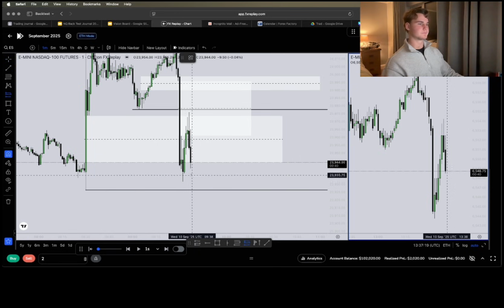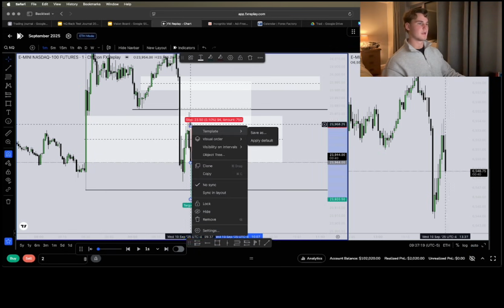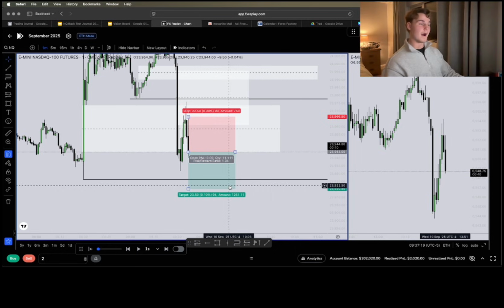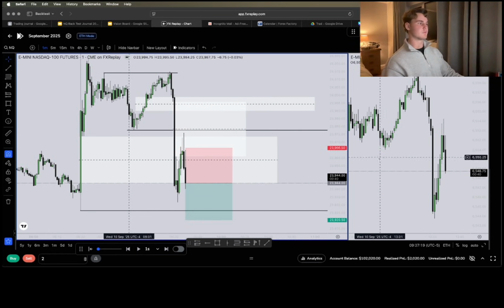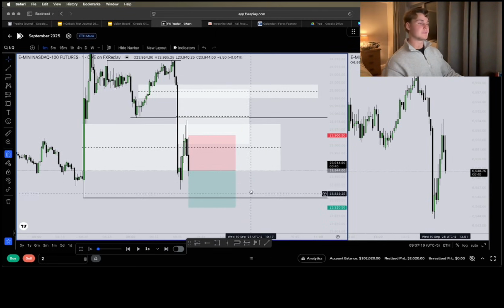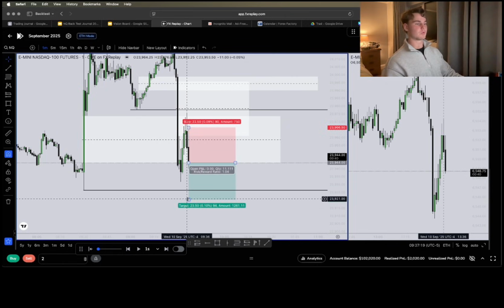Boom, there's my entry. Beautiful, beautiful, beautiful. Why is this my entry? Internal manipulation, displacement, market structure shift. We then respect the low on ES, we do see the respect of the SIBI on NQ. We do see displacement lower with speed and efficiency. This is telling me price wants to go lower.